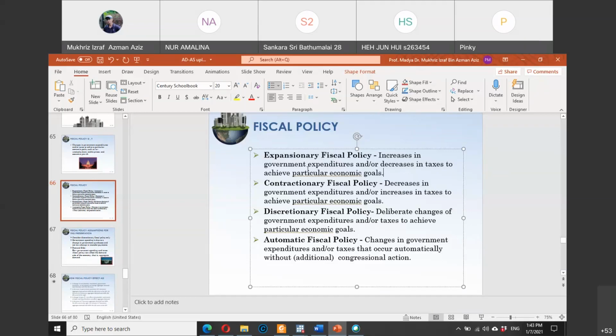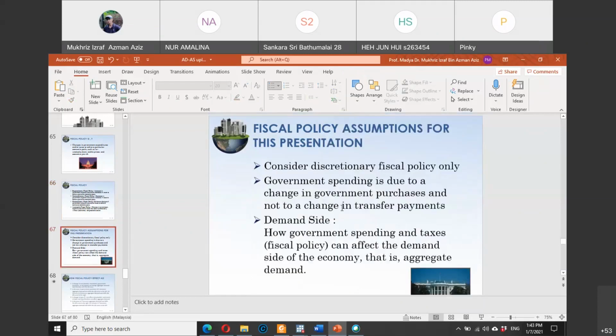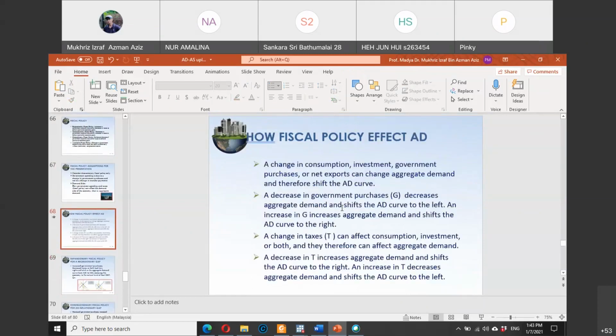The opposite of that will be contractionary fiscal policy. So these are the main focus of our syllabus here: expand or contract. So how does fiscal policy affect aggregate demand? We know that the components of aggregate demand are C plus I plus G plus X minus M. We already discussed that many times. So how can changing government expenditure or changing the tax affect aggregate demand?